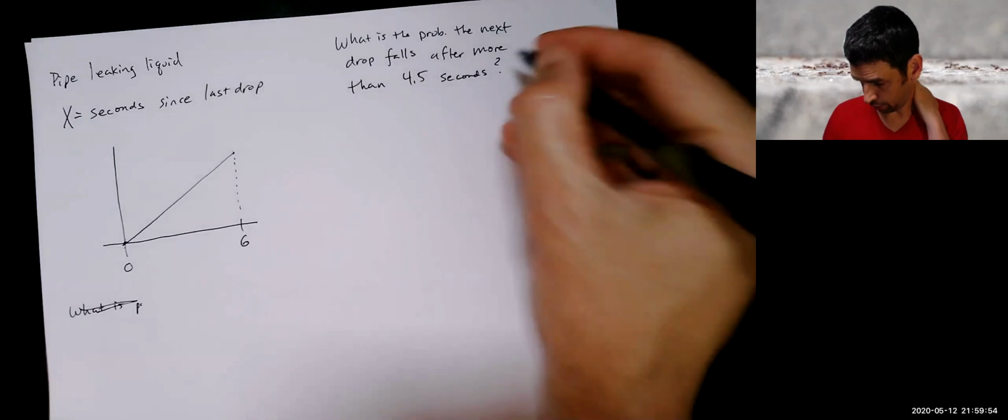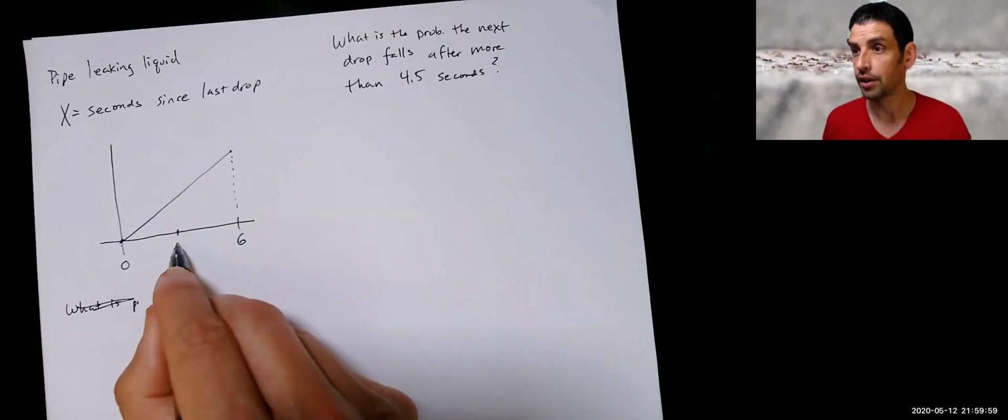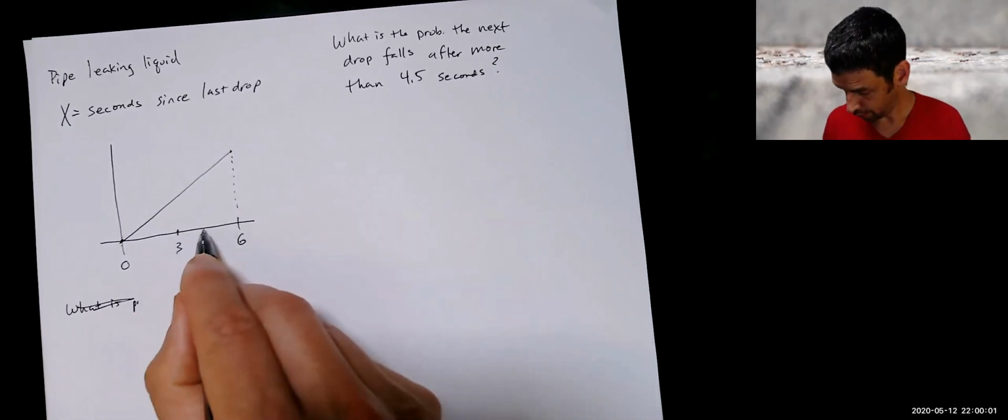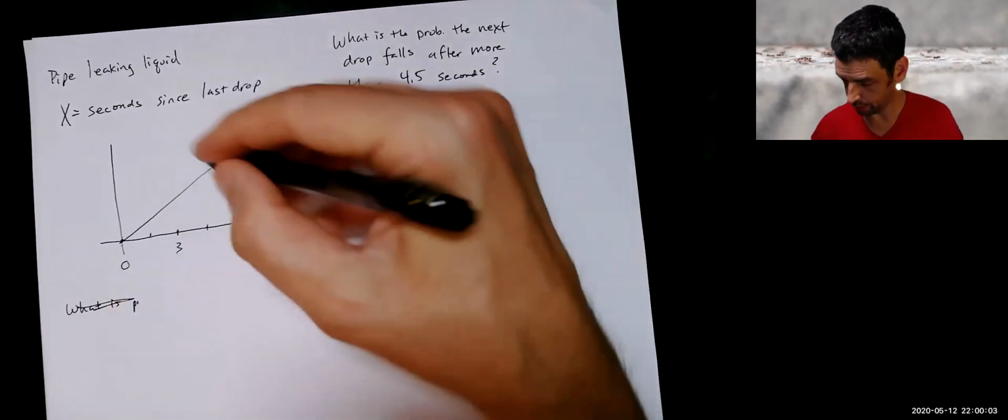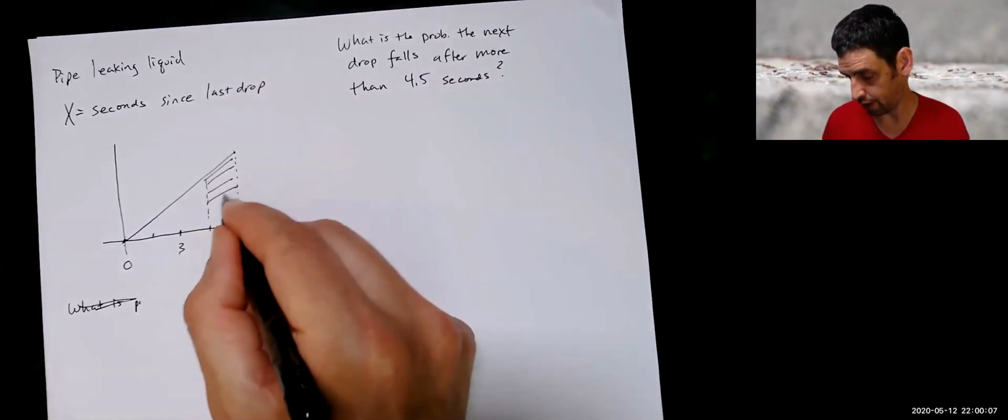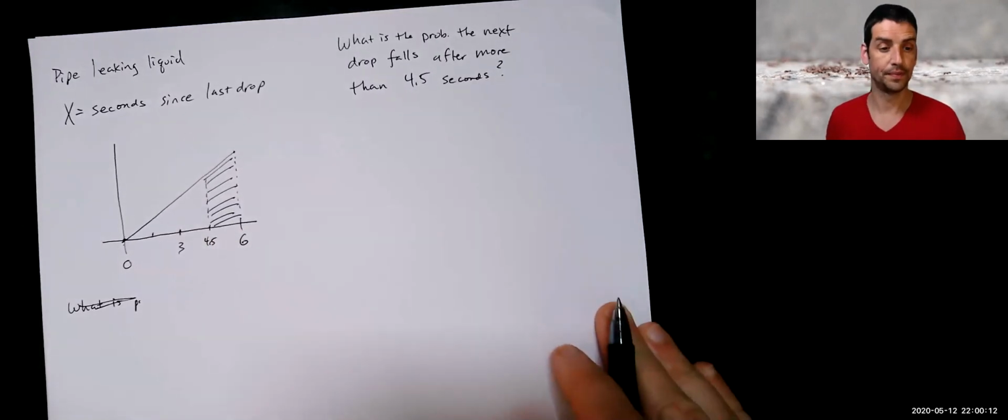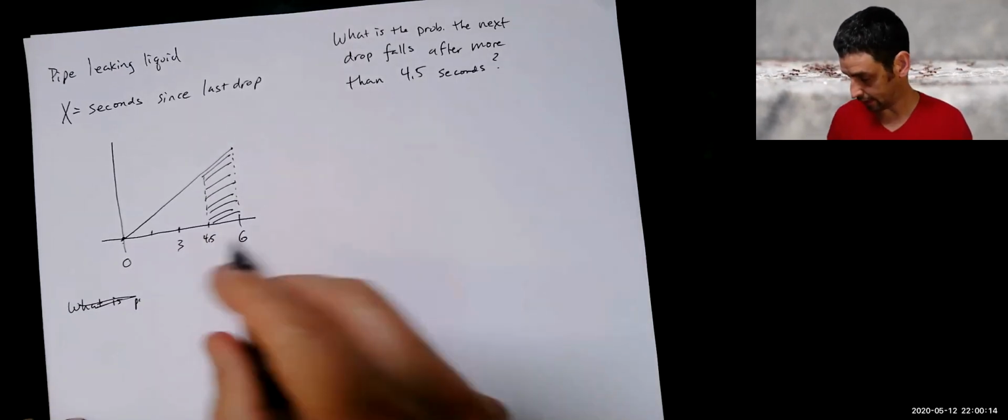Okay, so there's our question. In our picture, here is 3 seconds. 4.5 would be right there. So what we're asked to find here is this area above 4.5 seconds. Okay, let's name a variable.